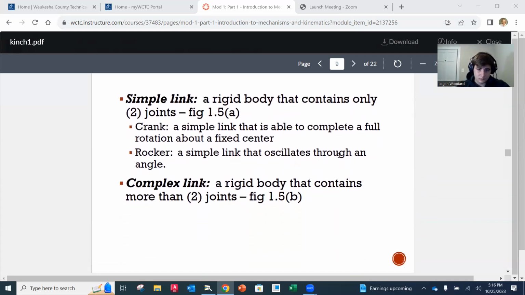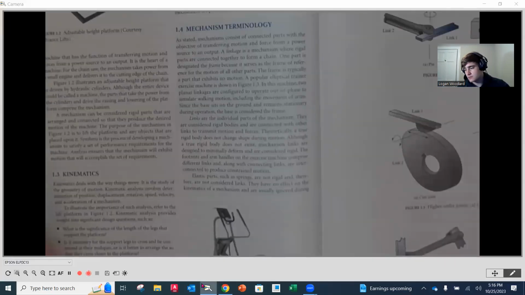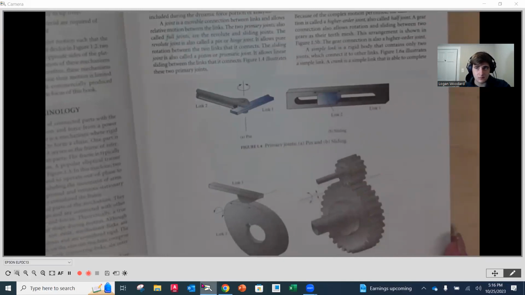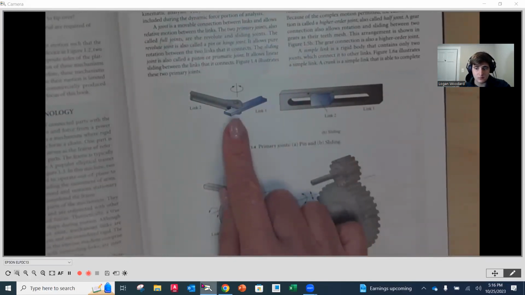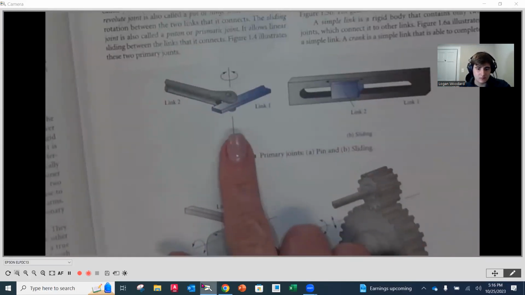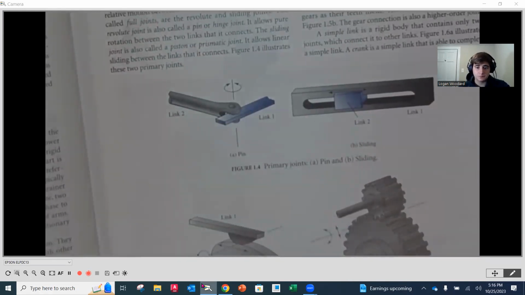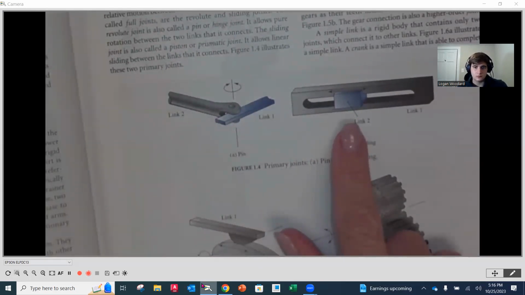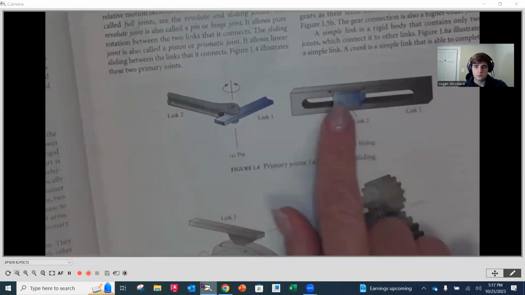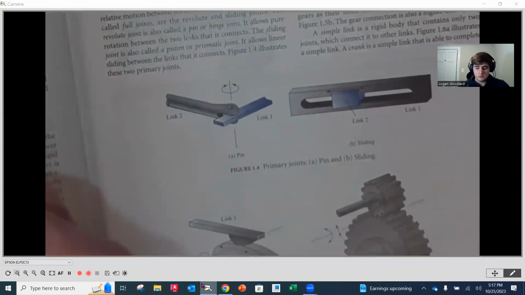Now, a simple link is going to be a rigid body that contains only two joints. So if we look at figure 1.5, I think I skipped one. Let me go back. We'll go underneath here. So on page 3, the top here, this is a pin joint. So we'll notice we have a pin going through here. We have two links, two members coming together, and they can rotate relative to each other. So that's an example of a pin joint. And then we have a sliding joint. So here we have a sliding block that is constrained for linear motion inside of that rail that's there.